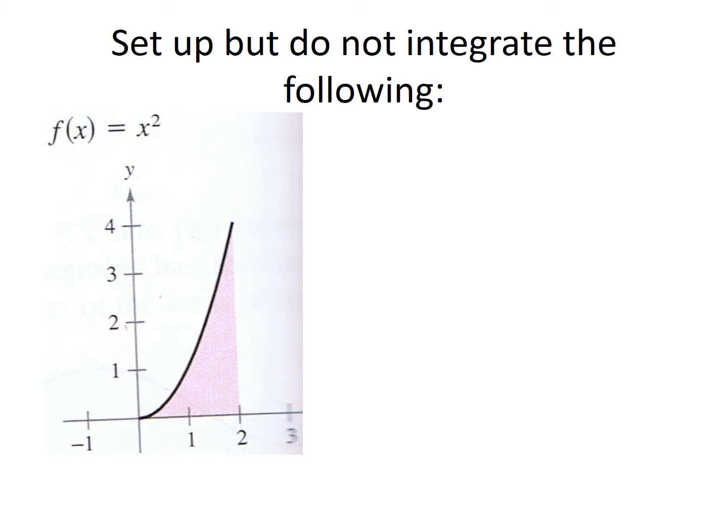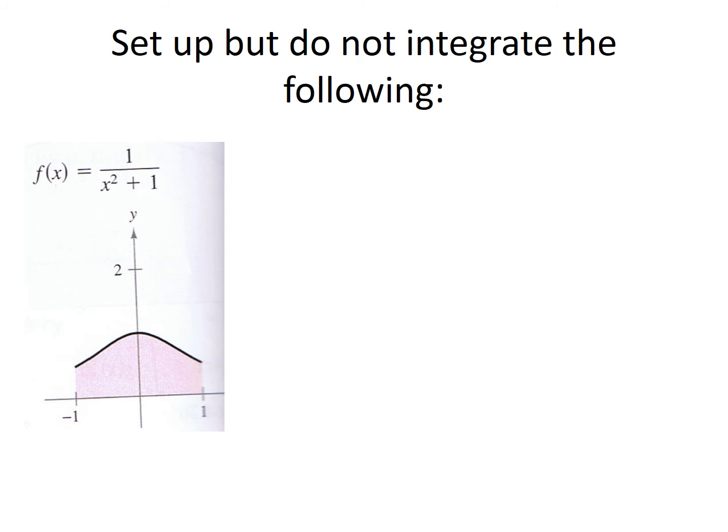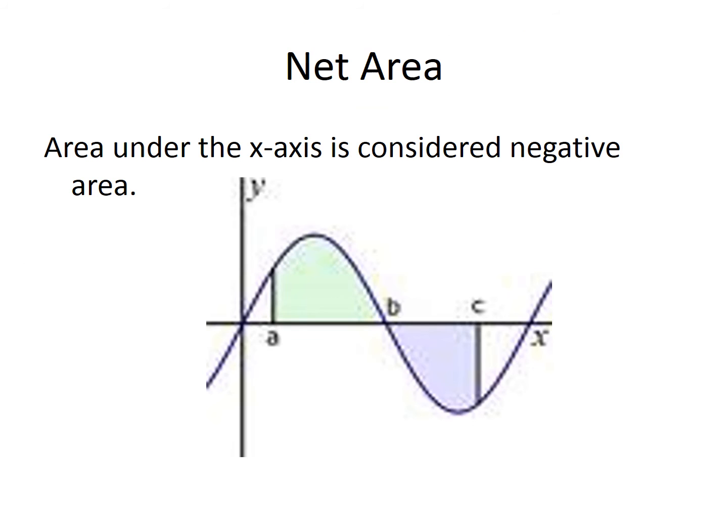The next one, the function this time is x squared, and we're integrating from 0 to 2. The function is 1 over x squared plus 1, and we're integrating from -1 to 1. That's all I need you to do for that. That's pretty simple. Okay, let's talk about net area under the curve.